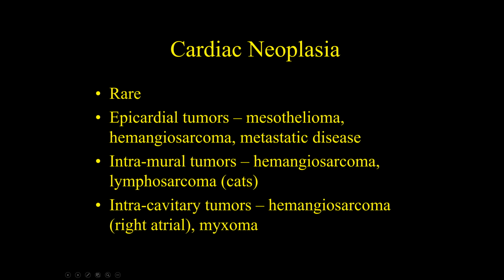You can get tumors that occur on the outside of the heart, on the pericardial surface. Okay, and the most common one here is going to be one called mesothelioma. Pretty rare, but it can happen. You can get tumors that occur actually in the heart muscle, and these are going to be hemangiosarcomas and lymphoma or lymphosarcoma. And then you can get tumors that occur inside the chambers of the heart or next to the heart. Okay, and hemangiosarcomas are almost always in the right atrium. There's another weird one called a myxoma, and there's another one called a chemodectoma that we'll talk about too.